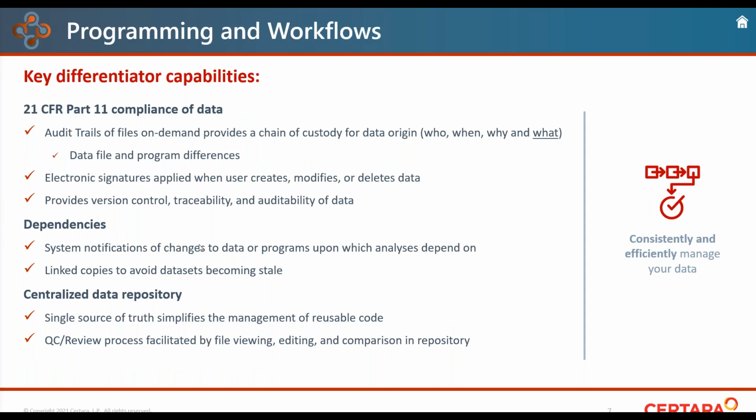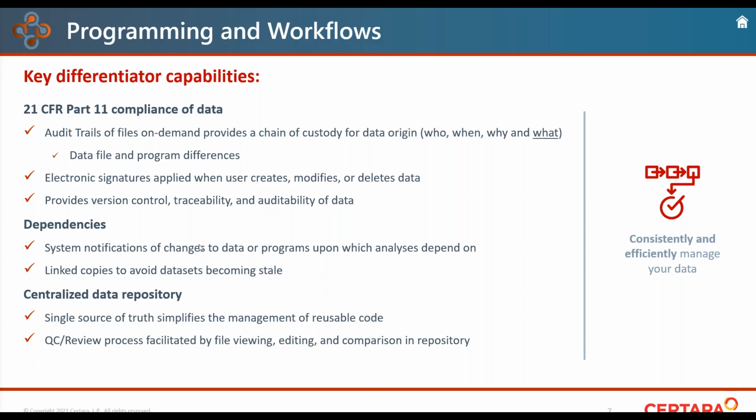Like I said before, the 21 CFR Part 11 compliance also includes audit trails of the files, which provides a chain of custody, so you can see where the data originated and what changes occurred throughout that data file through versioning. And a lot of these changes are tracked through the audit trail, along with the user information through electronic signatures.